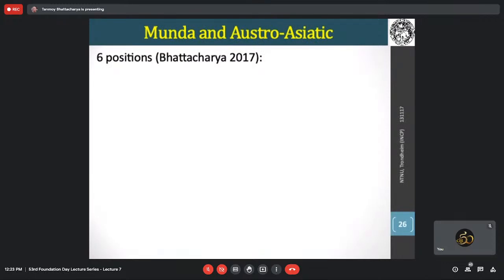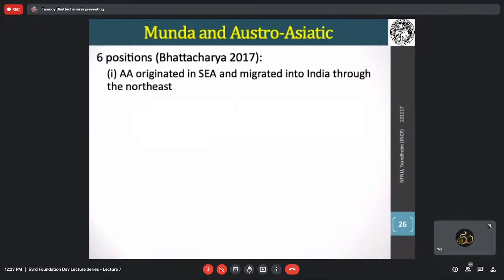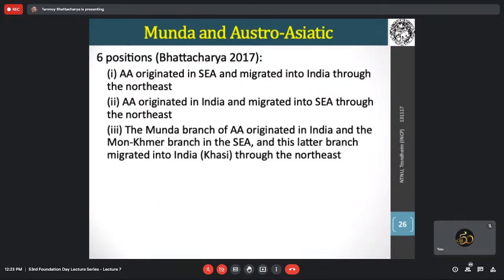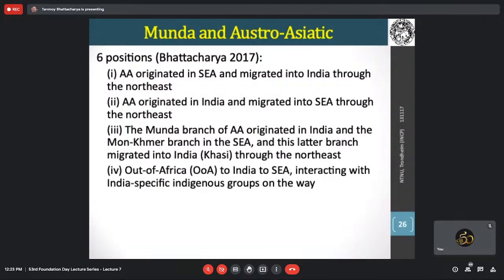Now, very briefly, I'll go through this because it's a different kind of domain of work. If you're not familiar, there are six positions on the origin of Munda or Austroasiatic. AA originates in Southeast Asia and migrated into India. AA originated in India and migrated into Southeast Asia. The Munda branch of AA originated in India, and the Mon-Khmer branch in Southeast Asia. Then there is the out-of-Africa thesis, to India and then to Southeast Asia.